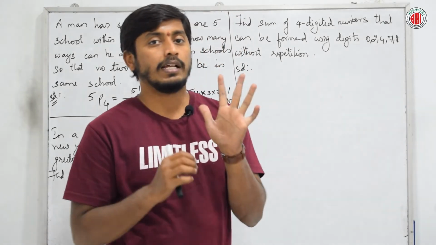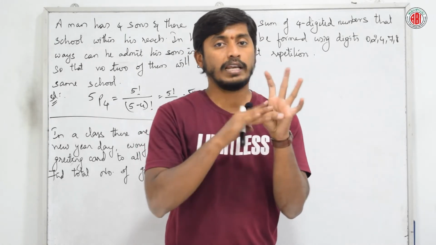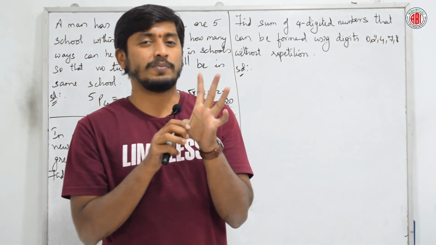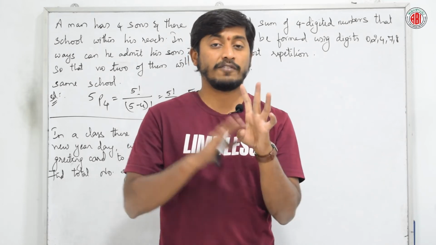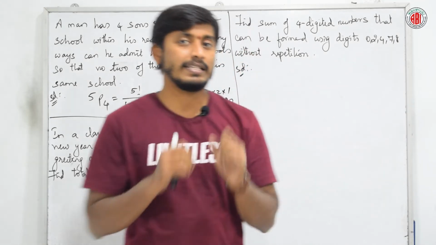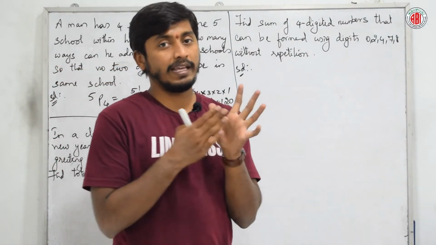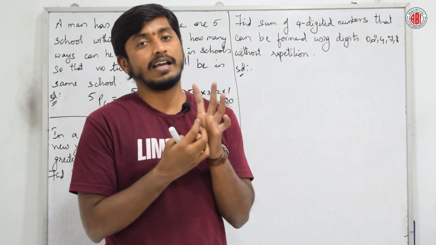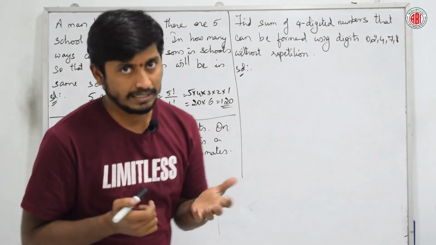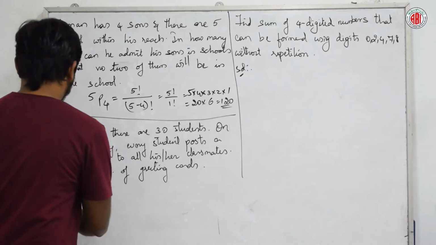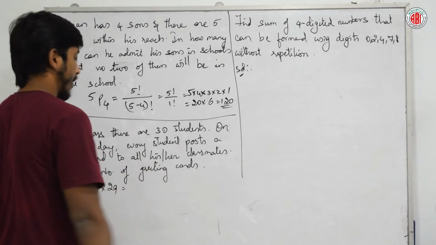So what does this mean? Each person will give greeting cards to the remaining 4, leaving himself. 5 students, each student giving 4 greeting cards. So it is nothing but 5 into 4. Similarly, here we have 30 students. Obviously, each and every student will give 29 greeting cards to everyone except himself. So we will write the answer as 30 into 29.